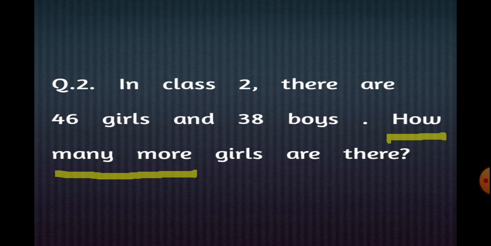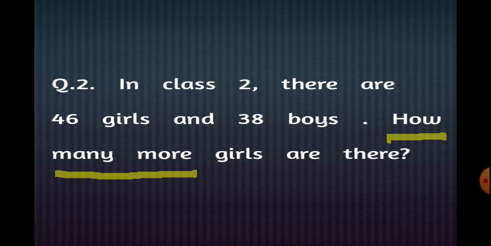Let us consider another example. In class 2nd, there are 46 girls and 38 boys. How many more girls are there? How many more, how many less, how many are left, how many did not. These are the subtraction keywords, in which how many more is used here. So we will do subtraction.